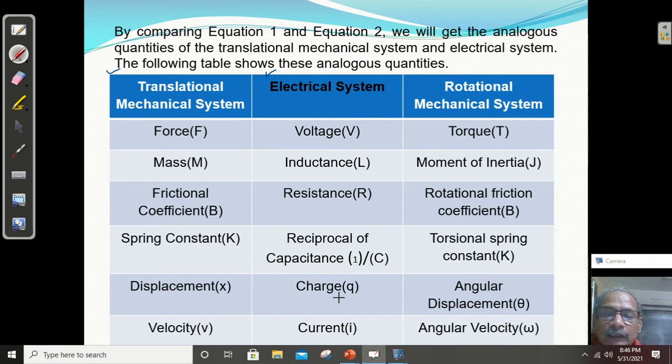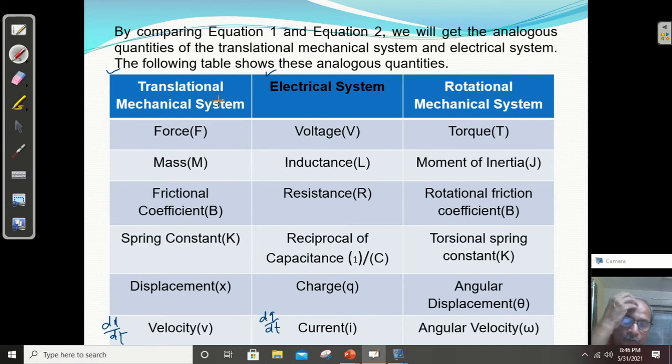Displacement X is changed by charge Q. Velocity is dx by dt, which is equal to dq by dt. dq by dt is the current. So velocity is replaced by current. So this is the force voltage analogy.